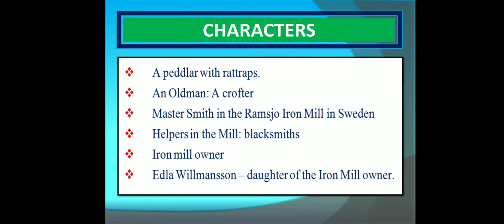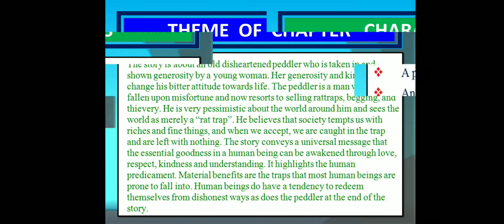Characters. Let's have a look at the characters. A peddler with rattraps. He is a peddler, a hawker you can say, who used to sell the rattraps. An old man who was a crofter. Crofter is like a designation. Master smith in Ramsjö's iron mill in Sweden. Helpers in the mill, blacksmiths. Iron mill owner. Edla will be mentioned, the daughter of the iron mill owner.